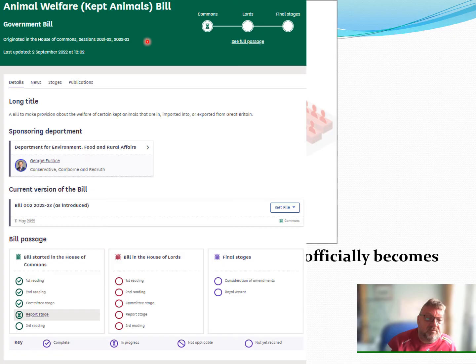So here we've got the Animal Welfare Bill, brought by George Eustace, who's the Conservative MP for Camborne and Redruth, a Cornish MP. Current version of the bill is the 11th of May, and we can see here that it started off in the Commons, and it's had its first reading, second reading, committee stage, but hasn't had its third reading yet, and it hasn't gone through the House of Lords, and it hasn't gone to its final stage for royal assent. And you can do that for every single bill that's going through, find the processes, find what it is, and you can filter. It's a great little website. So I'd recommend that to you just to get a feel for how these things work.